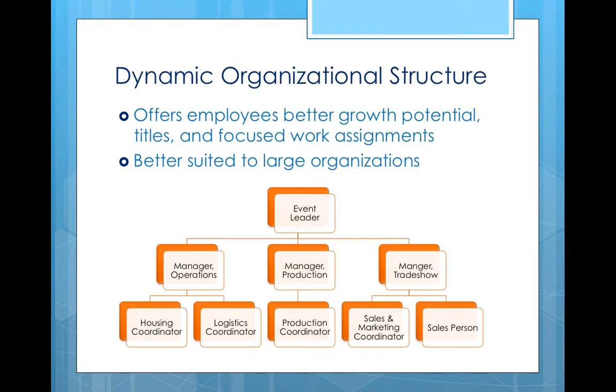This is an example of sort of a dynamic organization structure, and this would typically be a larger event team. If you're managing a giant event like the Super Bowl or the Olympics or something like that, you would have a very complex organizational structure, and you might have an event leader and then area managers and then individual tasks under those particular areas. So it does offer your employees good growth potential, but it's better suited to large organizations. And in our world, large events or companies that do many events per year might be set up like this.